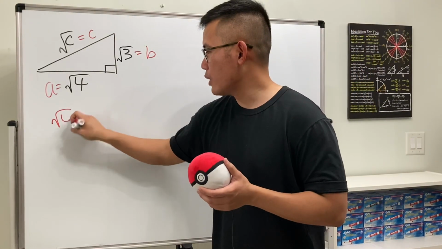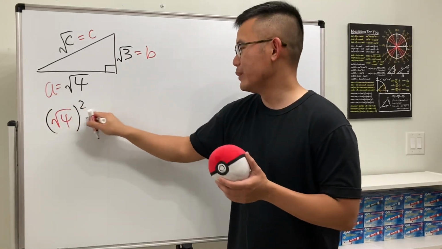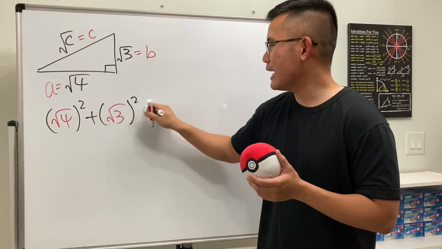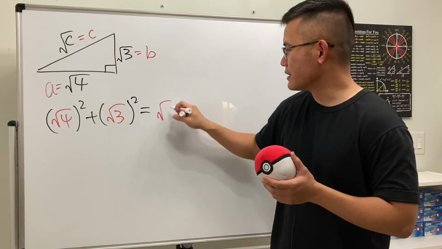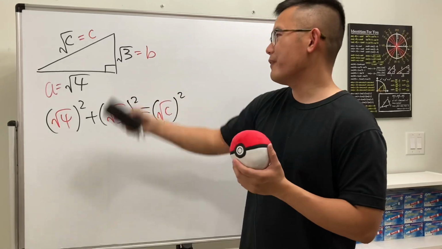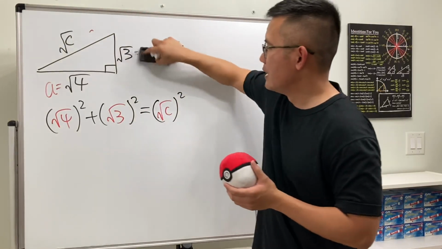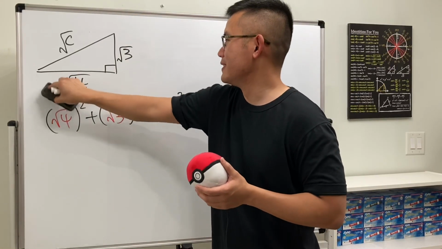I'm just going to put the square root of 4. We will have to square that. So that's the A squared part. And then we add B, which is square root of 3. And then we have to square that. And lastly, we put down that, which is square root of C. And then we square that. I just don't feel right to put the red C is equal to the square root of that C. So let me just erase this. So now there's no controversy.